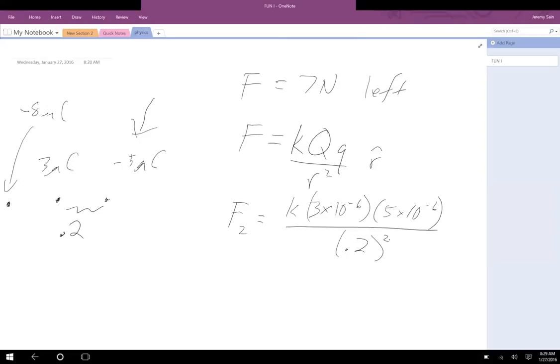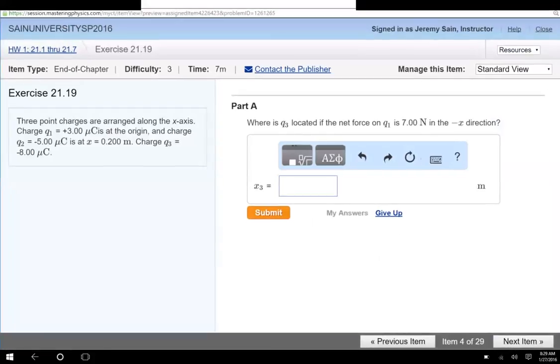How do you get the 7 to the left? Okay, the 7 to the left was in the problem. It says where is that located if the force on that is 7 newtons in the negative x direction? Okay. All right.